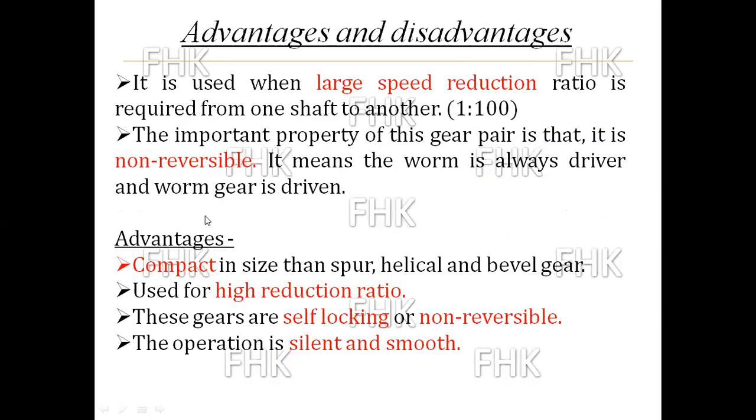Now the advantages: this is compact in size as compared to spur, helical and bevel gears, and it is used for a high speed reduction ratio. These gears are self-locking or non-reversible. Due to the self-locking property, these are used for hoists or lifting of vehicles in lifters. The operation is silent and smooth.